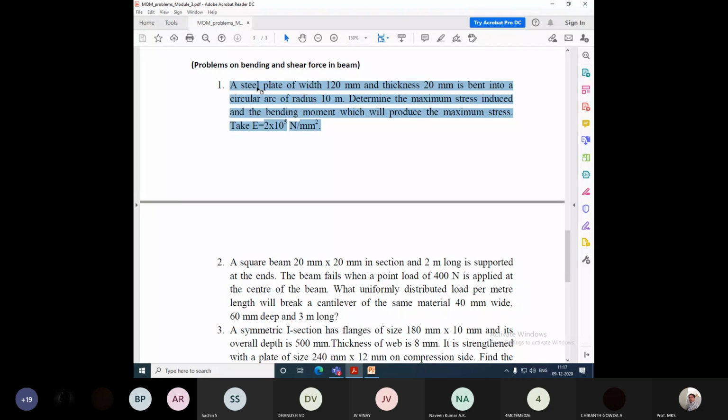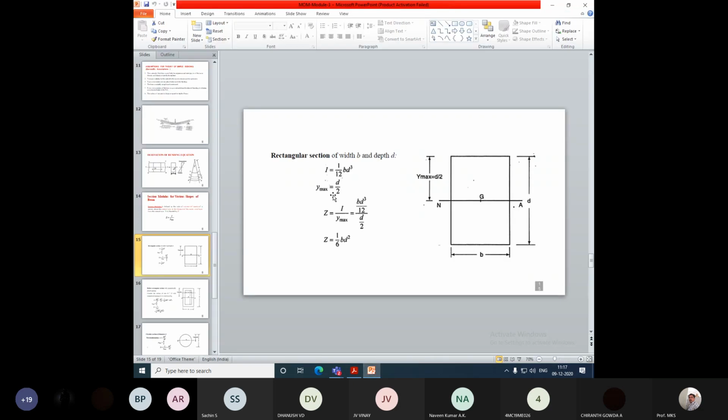Okay, it is a steel plate of given width and thickness. So it is nothing but a rectangular cross section, right? So you need to know the rectangular cross section details to solve the problem. The moment of inertia is b d cube by 12. So this width is given and this thickness of the cross section is given.